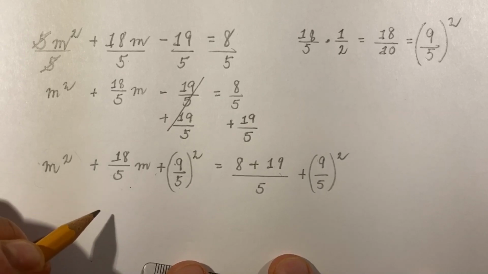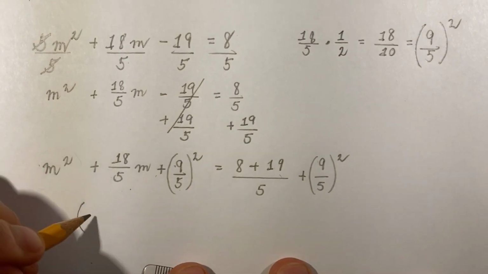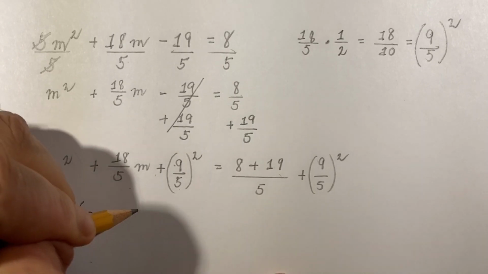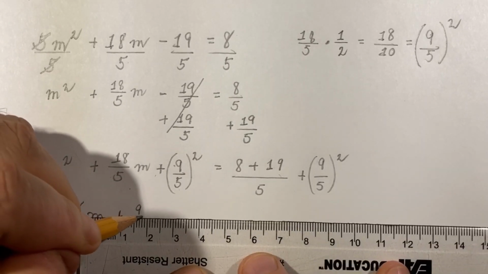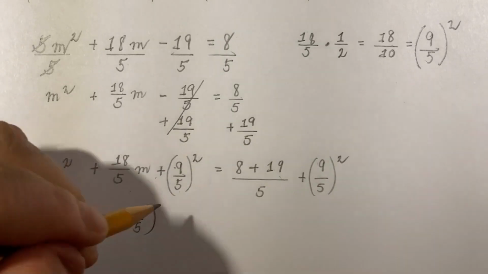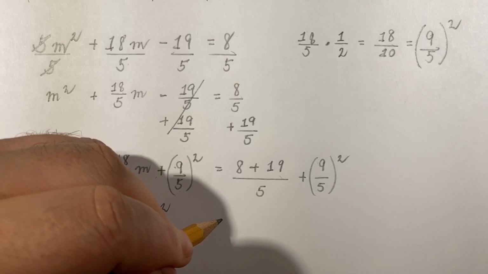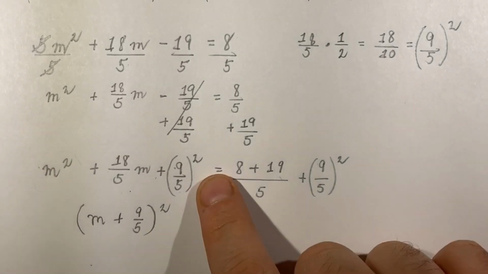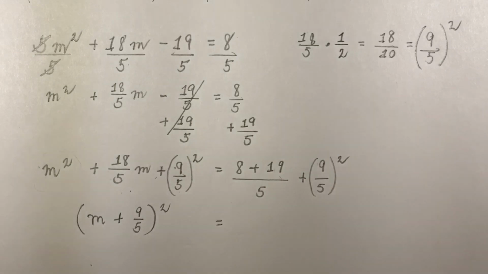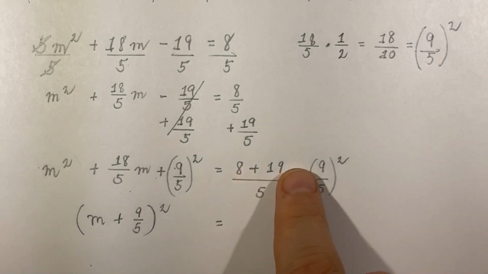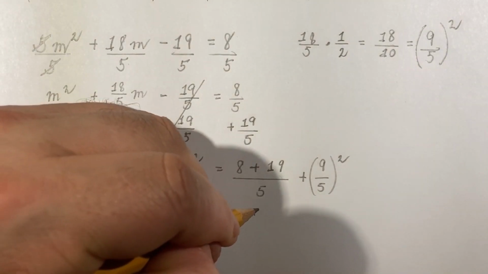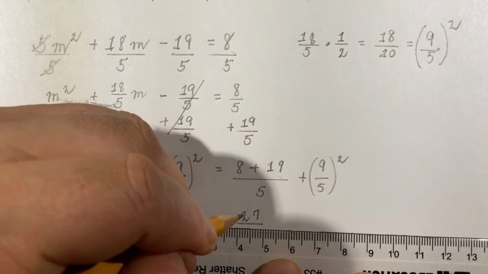My perfect square binomial would be open parentheses m plus 9/5 close parentheses squared equals. Okay, so you don't ever have to figure this out on the left side, but over here we're going to have to, obviously we're going to have to work with this. And so we can do 8 plus 19, that's 27, and we can write 27 over 5.